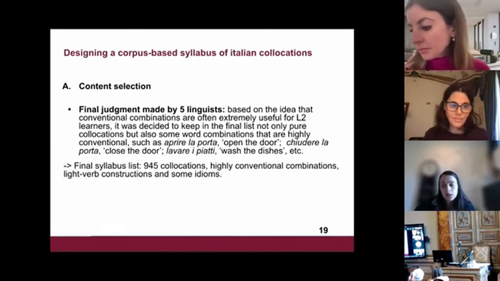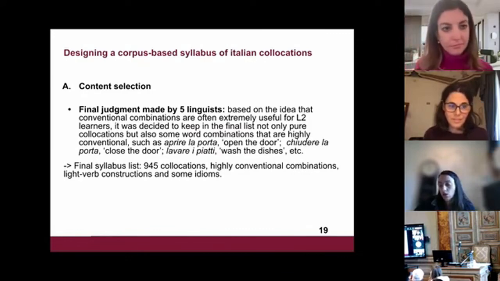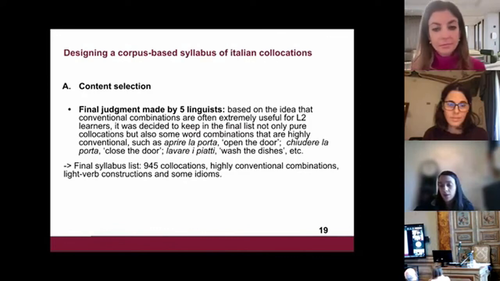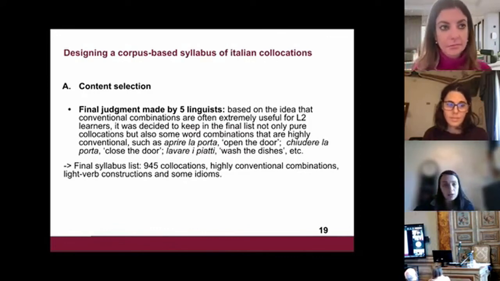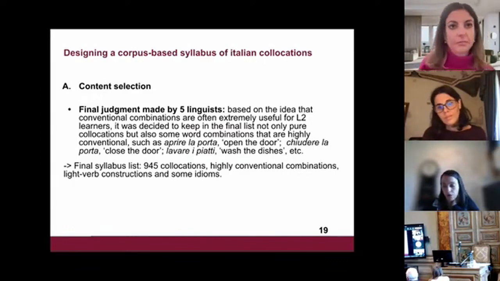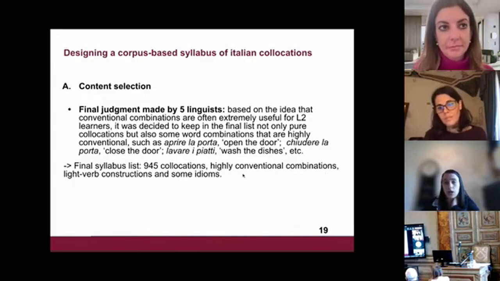Finally, five linguists revised the entire list and made a decision on those combinations that cannot be strictly defined as collocations, but are still highly conventional, such as aprire la porta, which is the Italian for open the door. This further step has been essential in keeping the syllabus learner-oriented, as such combinations are indeed very useful in real-life situations. Therefore, the final syllabus consists of a list of 945 verb-noun sequences, namely collocations, highly conventional combinations, light verb constructions, and some idioms.